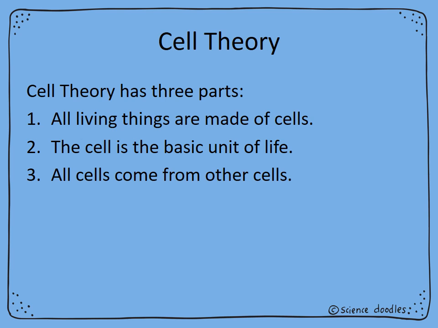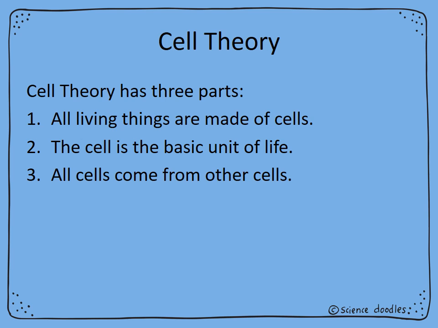Okay, so cell theory has 3 parts. I'm going to go into a little bit of detail for these. Number 1, all living things are made of cells. So if something is alive, it has cells. If something does not have cells, that means it is not alive. Examples of living things with cells are people, trees, mushrooms, worms, bacteria, algae, which is that green stuff like pond scum on top of a lake. Anything that's alive, your dog, your sister, a bush, anything that's living is made of cells.